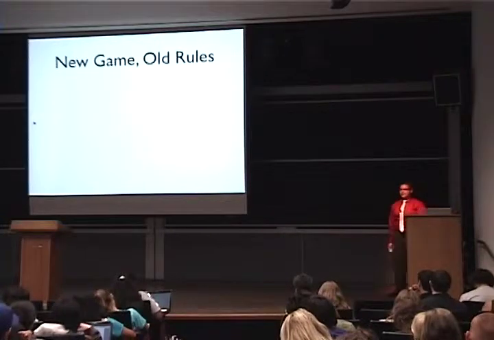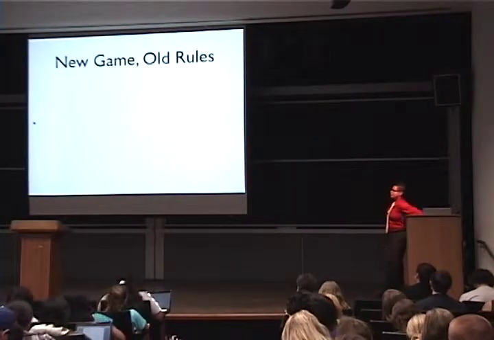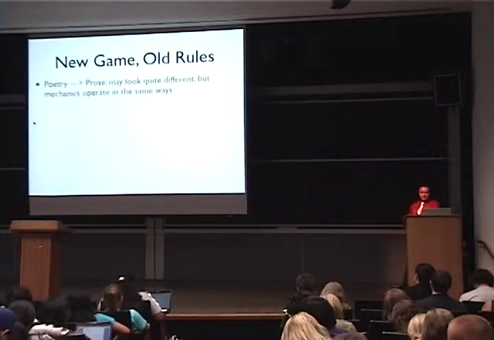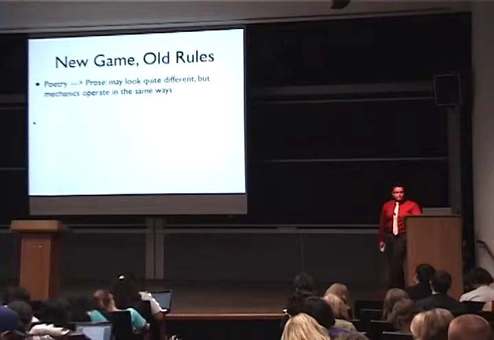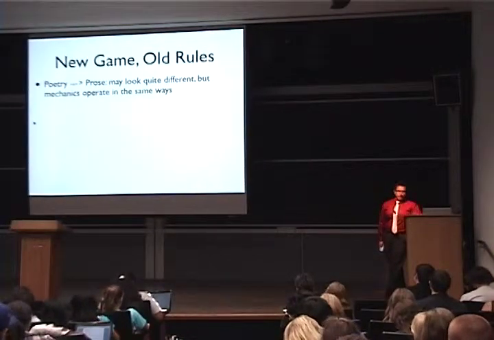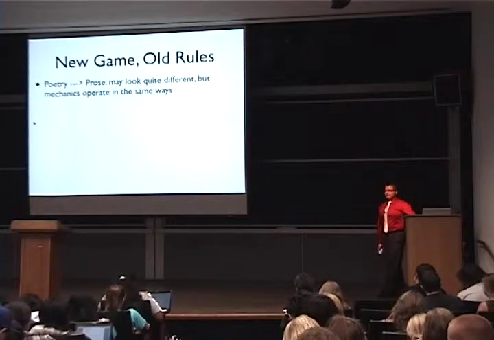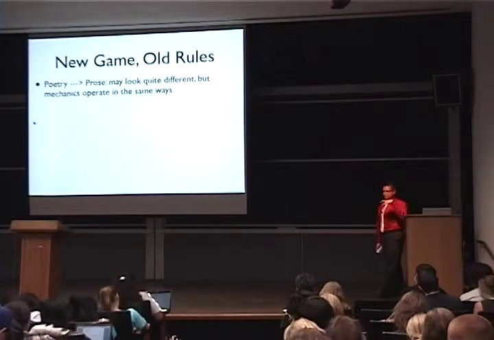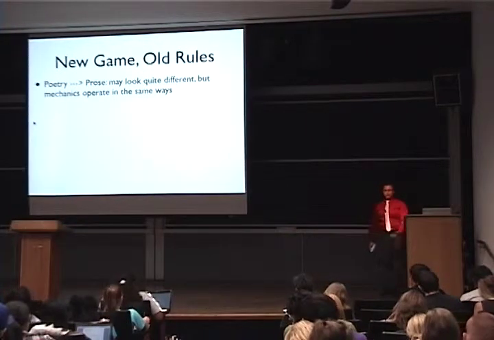All right, so this is summing up the entire lecture. I'm going to give you a couple key phrases, okay? And sticking with the theme of games, this is: new game, old rules. All right, so we went from poetry to prose. And now these two forms may look quite different, but the mechanics operate in much the same way. And I hope I showed you sufficient examples to make you aware that you need to hold on to the stuff that we learned already in the quarter.